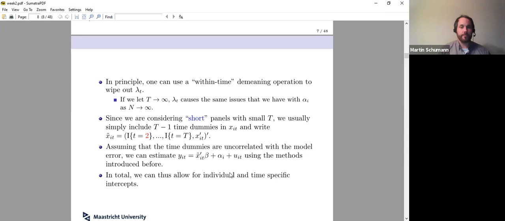And then we typically assume that these dummies are uncorrelated with the model error. So we can simply rewrite the model with this x tilde notation. And this x tilde notation contains the original x, and it also contains the time dummies. The advantage of this is that now you can also account for these macroeconomic shocks, which is in some applications pretty important. So graphically, you can allow for individual and time-specific intercepts. Okay.